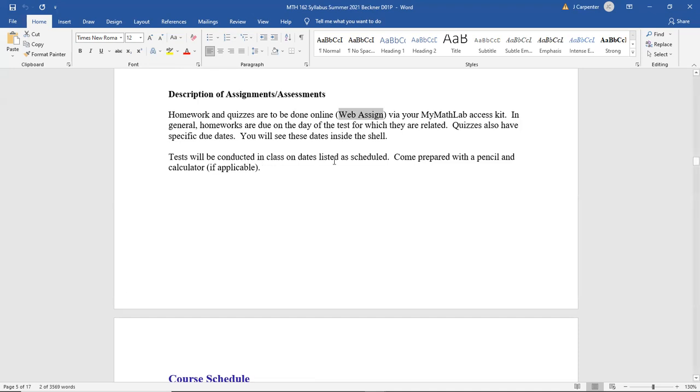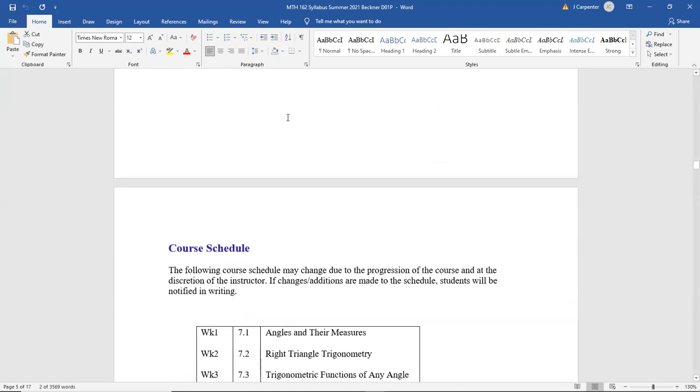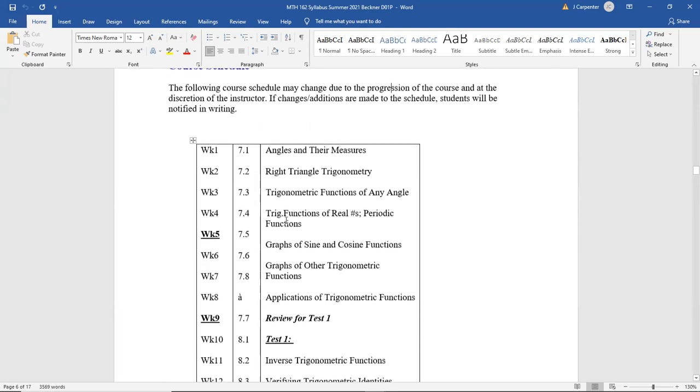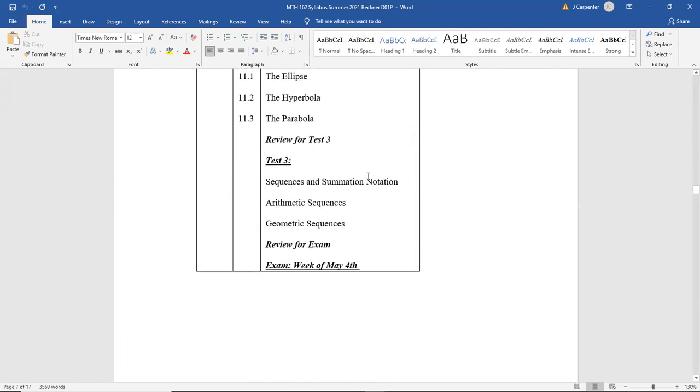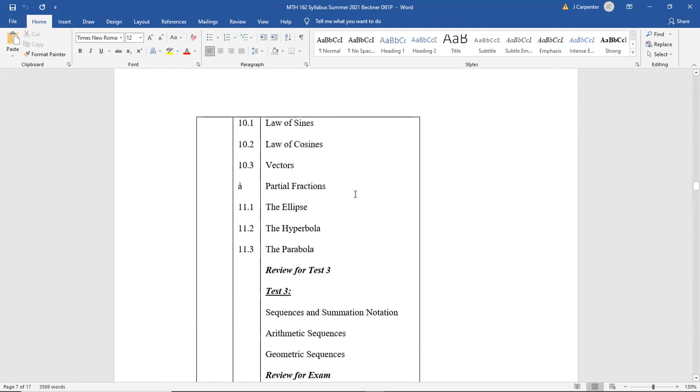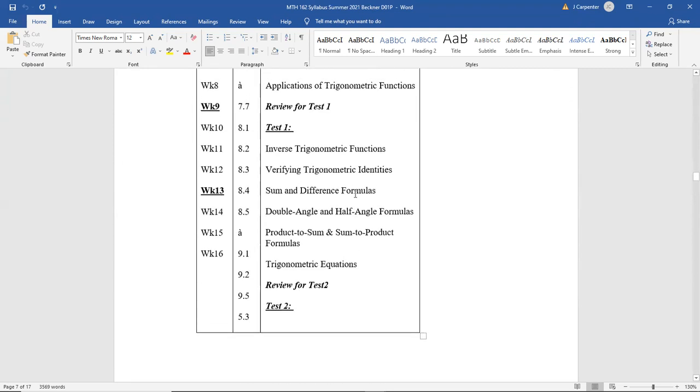Tests will be conducted, it says in class, that's just an old memo. I can't modify everything in a syllabus. We have a syllabus builder nowadays, so I can only add little chunks of stuff. One thing that's going to be wrong in here is this course outline, this schedule. You can see that the weeks don't line up at all to this stuff, so don't sweat that. And honestly, even if it did, it was going to be wrong.